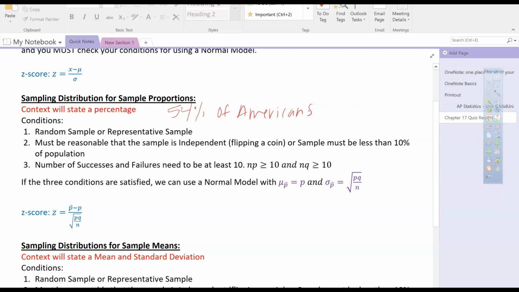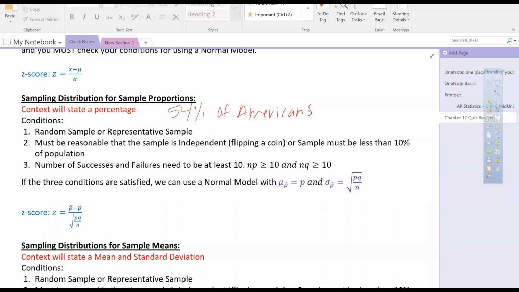And then those three conditions for sample proportions we have: the first two are the same as the sample means. But we have to have a random sample or a representative sample. So sometimes it might talk about being in a class of 30 students. Those students aren't necessarily randomly placed into that classroom, but those 30 students would be representative of the school.